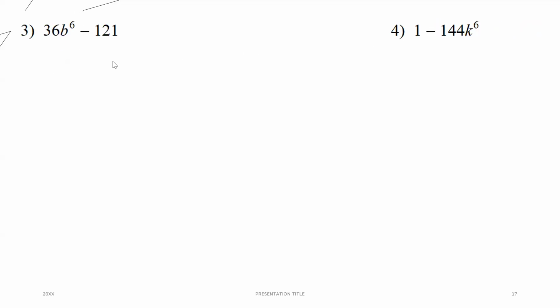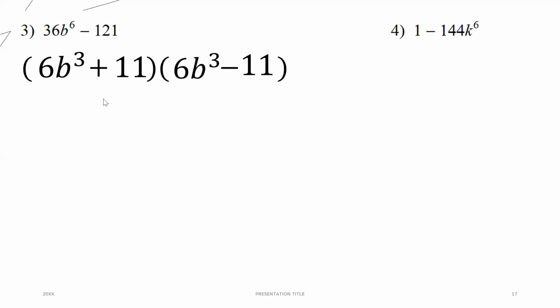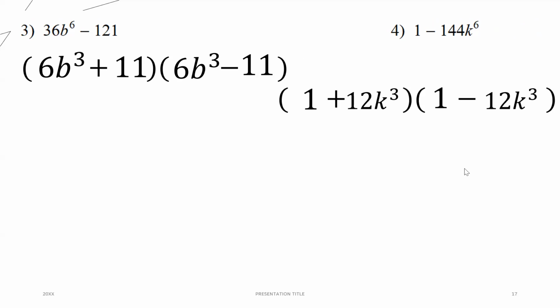6, even number. It is a perfect square. We just got to divide our exponent by 2. Square root of 36 is 6. Square root of b to the 6 is b cubed. Square root of 121 is 11. Boom. 1 minus 144k squared, k to the 6. That is a perfect square. We would have factored that to be 1 plus 12k cubed, 1 minus 12k cubed.